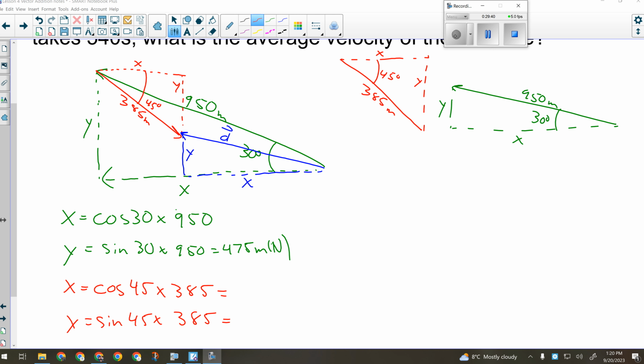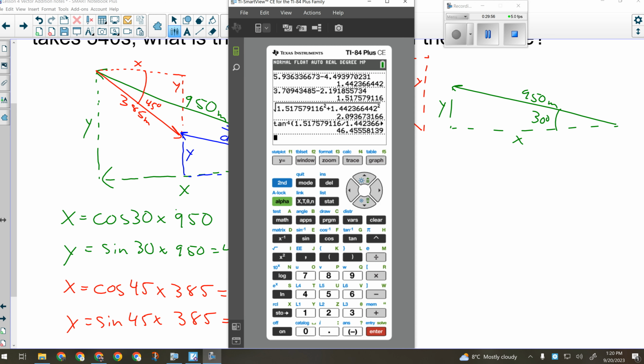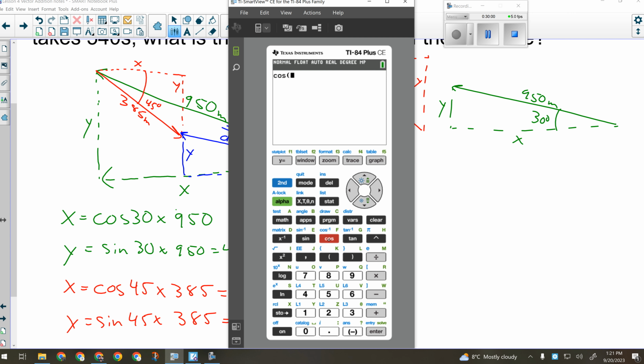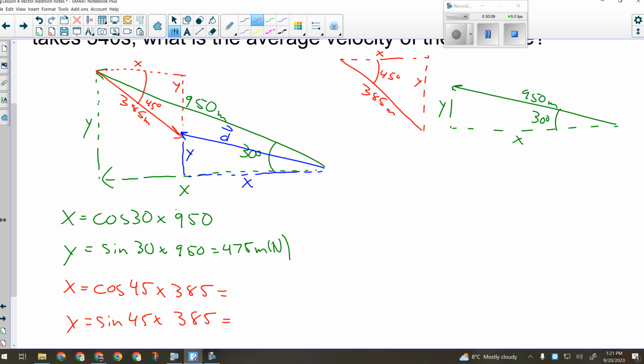Okay, let's look at the rest of this. From this point forward, it doesn't matter whether you're using the separate triangle method or the combined method; the math is the same. I still have to find all the x's and all the y's. For finding green x, I'm going to take the cos of 30 and multiply that by 950, and that's going to give me 822.72.